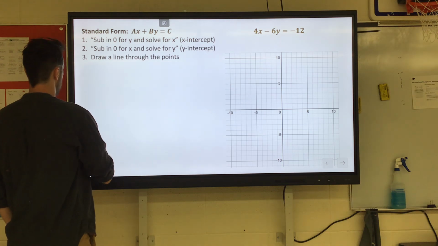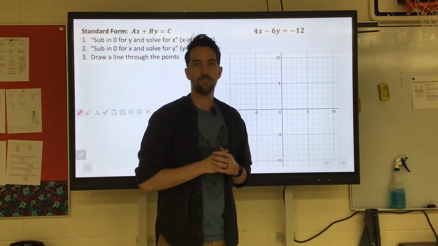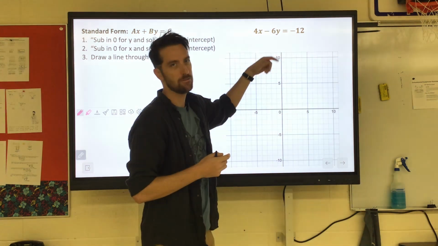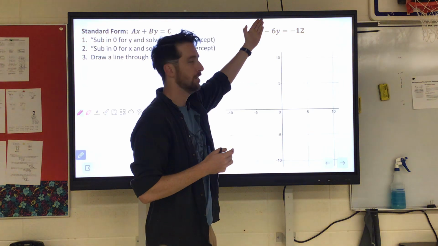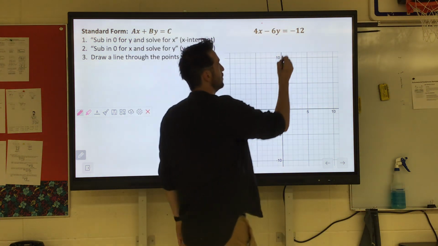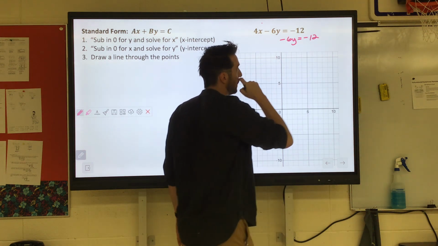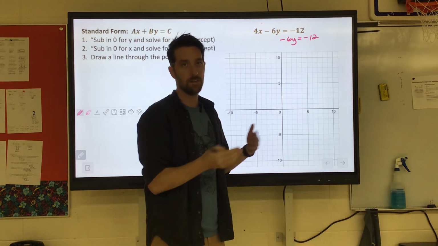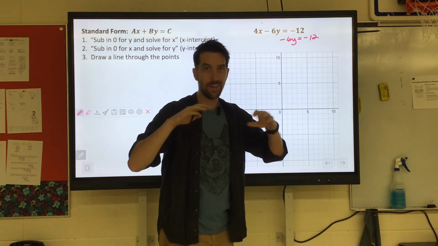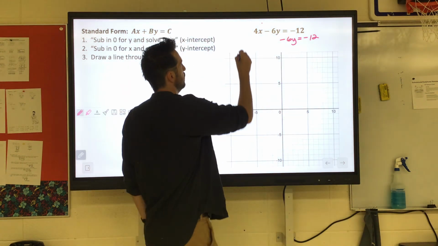So in standard form, the textbook would tell you, hey, substitute in 0 for x and solve for y. If I substitute in 0 for x, 4 times 0 is 0, so this is just going to vanish. I say just write what's left if you cover up the x's. We'd have negative 6y equals negative 12. That'll get us the y-intercept. We also have to do the same thing to find the x-intercept. So we substitute in 0 for y, aka cover up the y's, and write what's left. 4x equals negative 12.